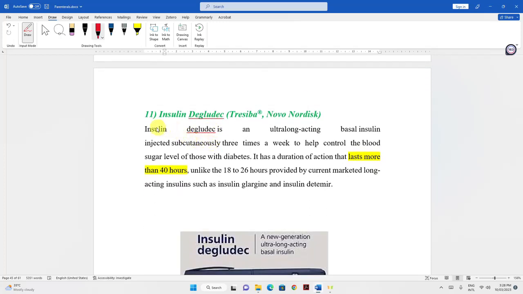Okay, the last product that we want to talk about is referred to as insulin degludec. Insulin degludec is from Novo Nordisk, and the product's name is Tresiba. This product is given 3 times a week because it has a duration of action extending to more than 40 hours. Of course, this is ultra long acting basal insulin.